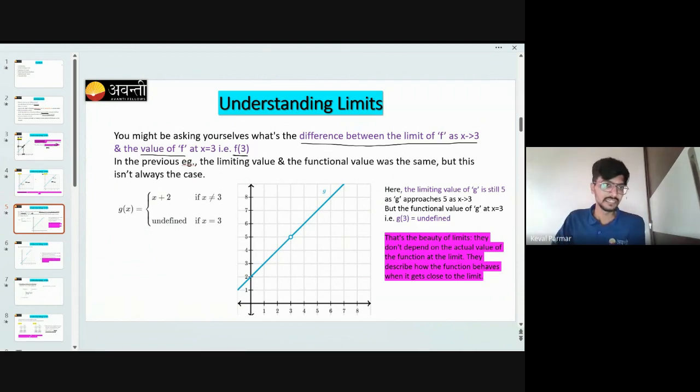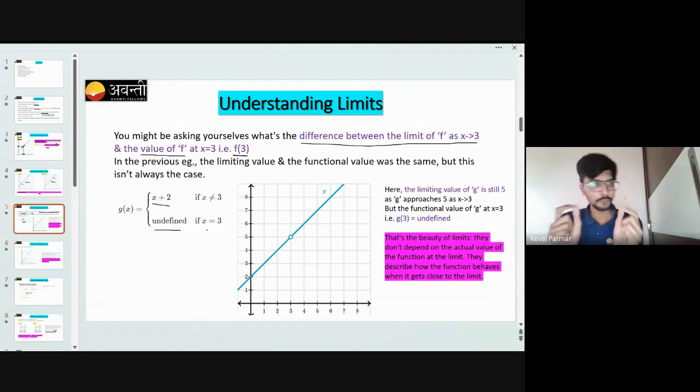I have taken here a function which is g of x. Now, g of x is defined in two parts. As we have seen in functions, it is a piecewise defined function. The first part is x plus 2 if x is not equal to 3, meaning for any value of x except 3. And the second is undefined at x equal to 3.